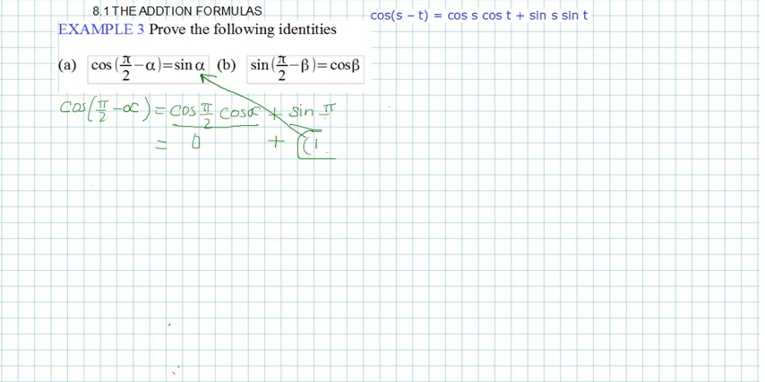Alright, so I'm going to erase it, and I'm going to prove the other one. Actually, this one is related to this one. So let's go back to this one, and this identity holds true for any value of alpha. So that means instead of alpha, I can put something else. So I'm going to rewrite it as cosine of pi over 2 minus something else.